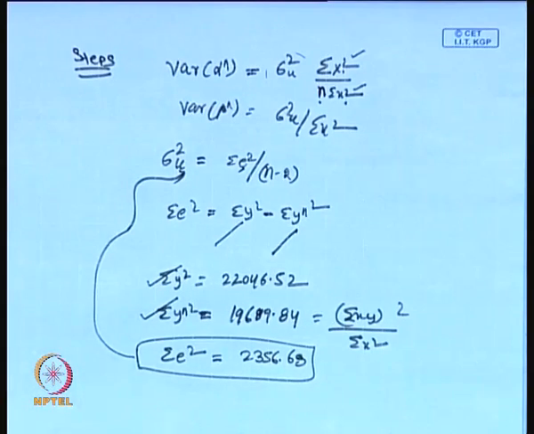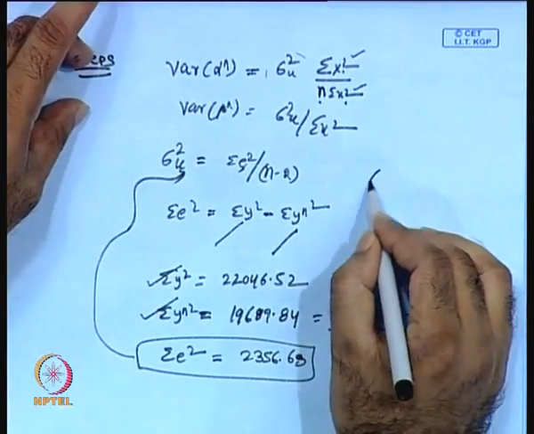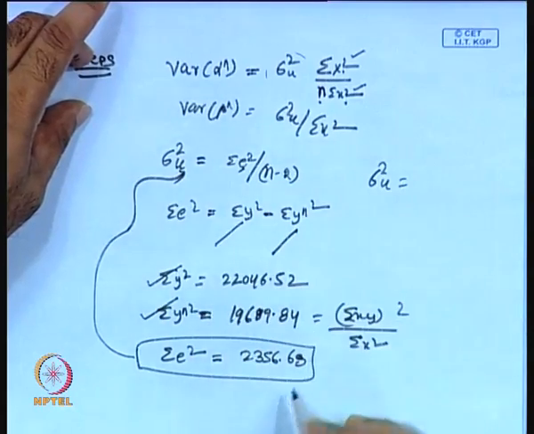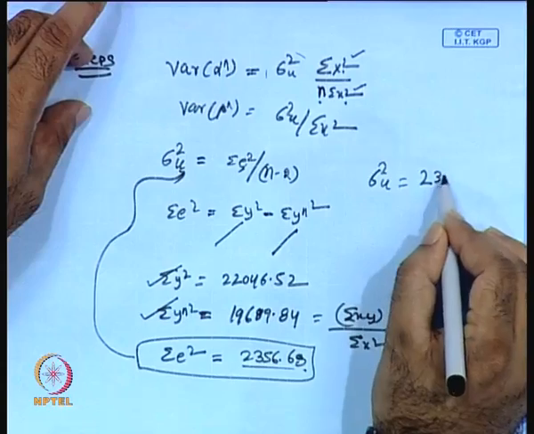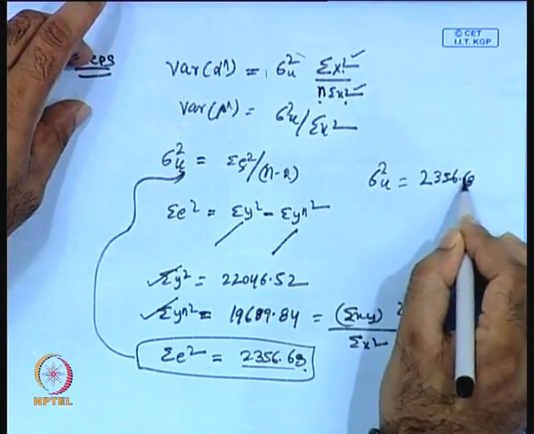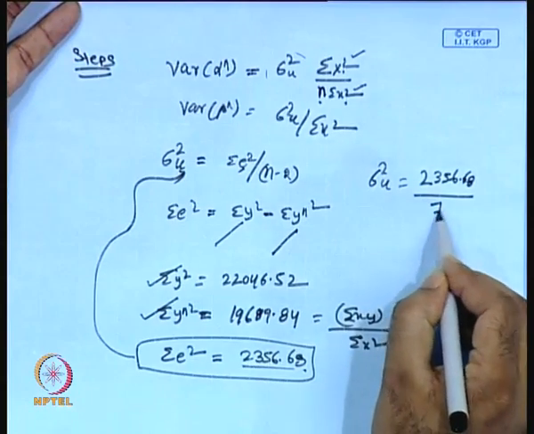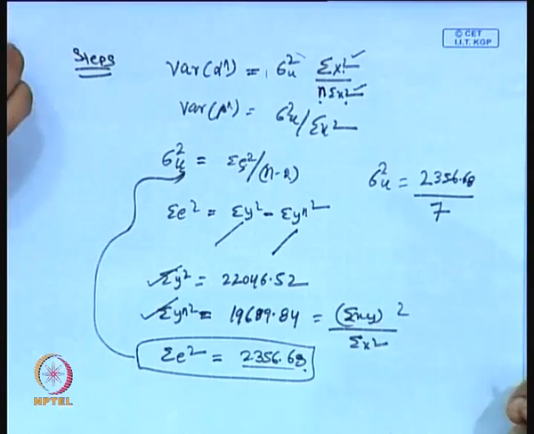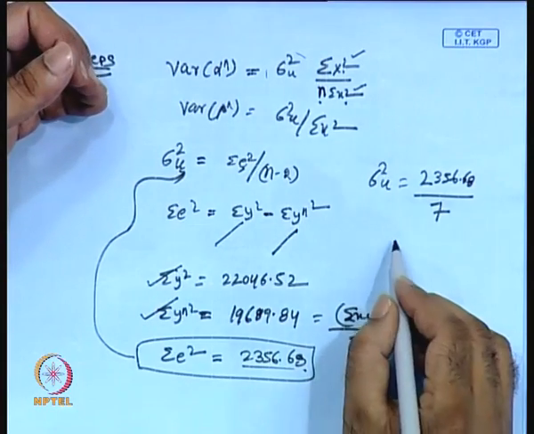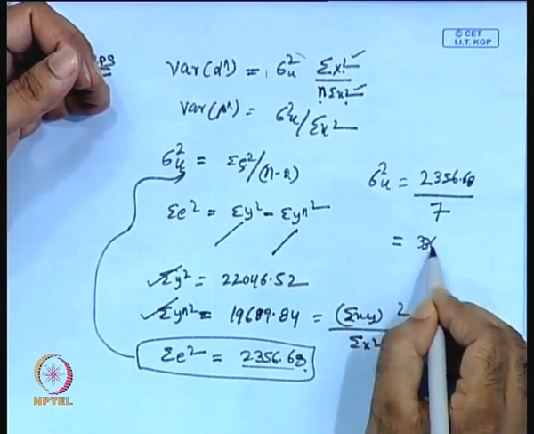We have to integrate that in this structure, because ultimately we like to know the error variance. So, error variance, sigma square u, equals summation e square by n minus 2. Summation e square is 2356.68 divided by n minus 2. N minus 2 is 7, because n is 9 and k is obviously 2. So, if we simplify, it comes to 336.67.